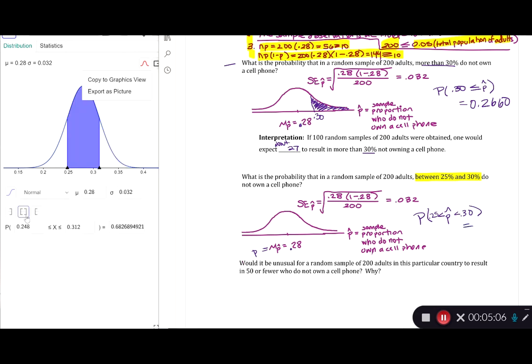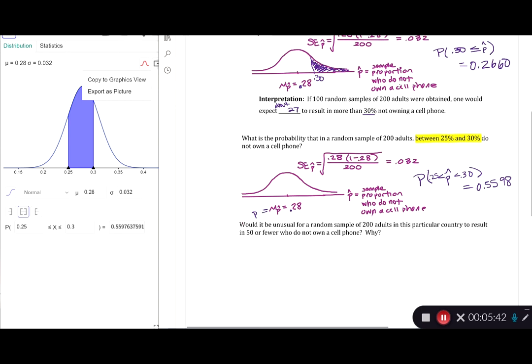Over in GeoGebra, we're looking for this in-between area. We want it between 0.25 and 0.3. Notice we've still got that mean and the standard error listed here. So that area, that probability, is 0.5598 if we round it to 4 again. So about 56%.